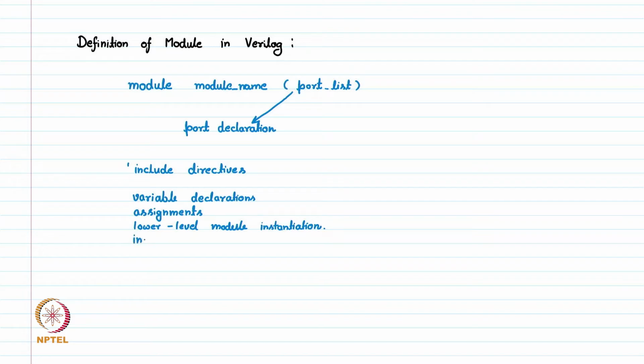We can have initial and always blocks. About these things we will discuss later in another lectures, how the Verilog code actually looks like. Today we are just discussing what the Verilog language is and what the syntax is. So initial and always blocks we can have. We have various tasks and functions as well.